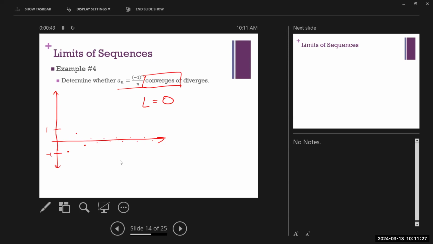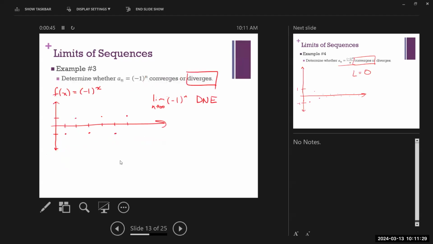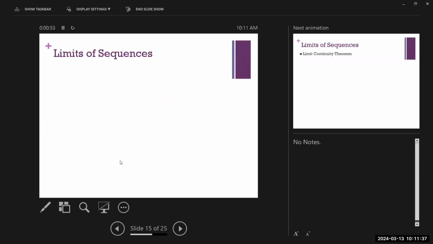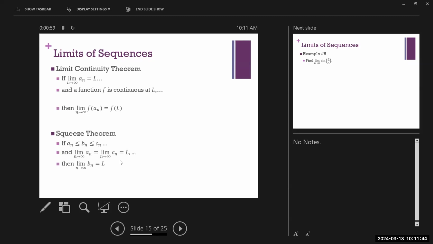Okay, so we've been talking about sequences, and specifically convergence and divergence of sequences. So let's get back into it. A couple of theorems can help us out here. I'll scroll through these and describe them, to give you a chance to take in the notation. The first one I'm going to talk about is the limit continuity theorem.